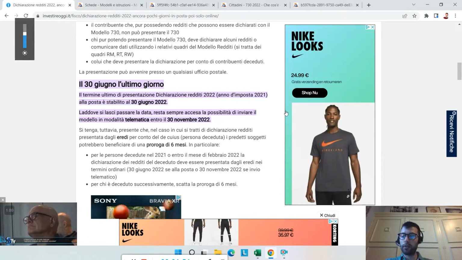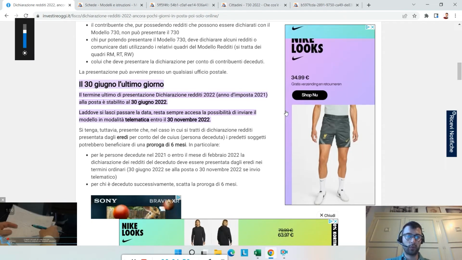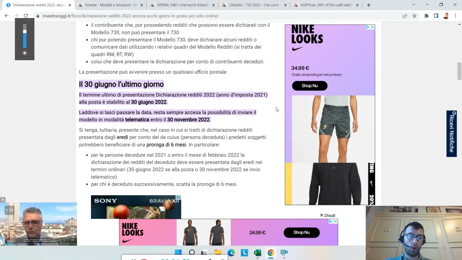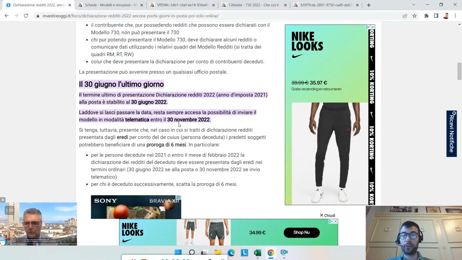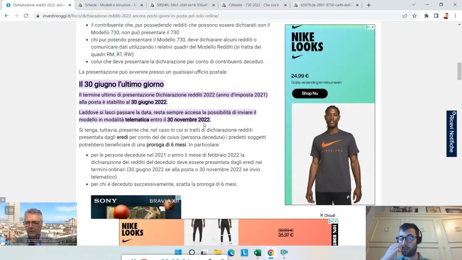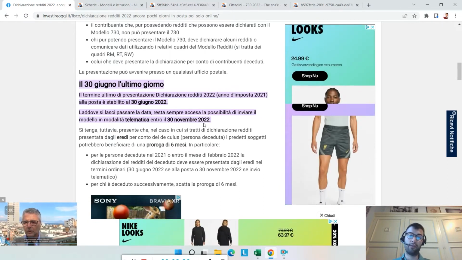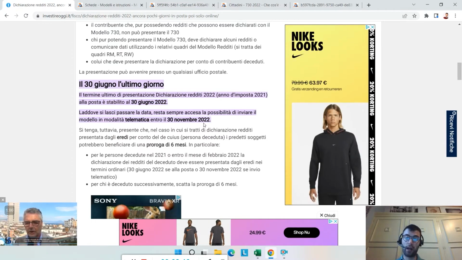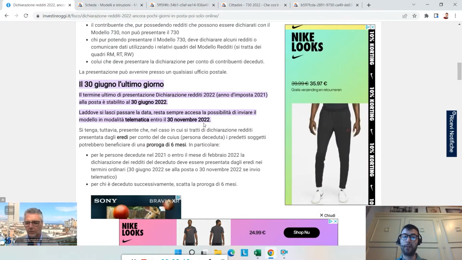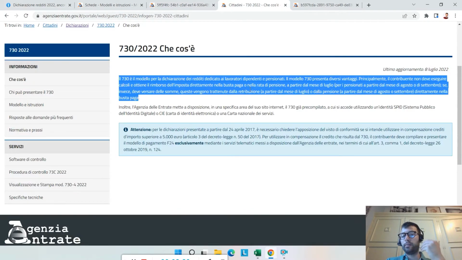Now we are almost in August 2022. The deadline to send the declaration by an accountant is 30 November 2022. So if you now have to do the 2021 fiscal declaration, you have until November 30, 2022. Basically, the form I'm focusing on tonight is the 730.